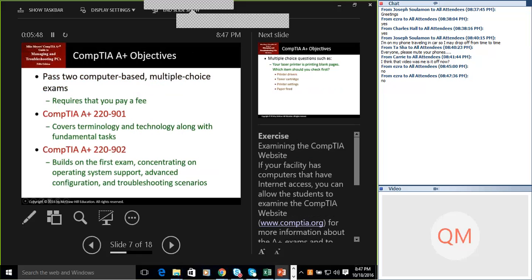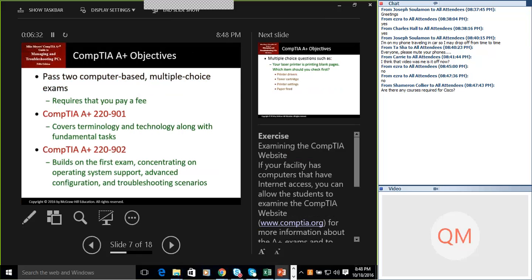Okay. So we have to pass 2 computer-based exams. The majority of the exam is multiple choice, but you will also get 1 to 5 simulation questions, and we'll get into that as time goes on because I'm going to be showing you samples of simulation questions as we go through the course so that you become familiar with them and know what they are when you see them. The 220-901 covers terminology and technology along with the fundamental tasks.